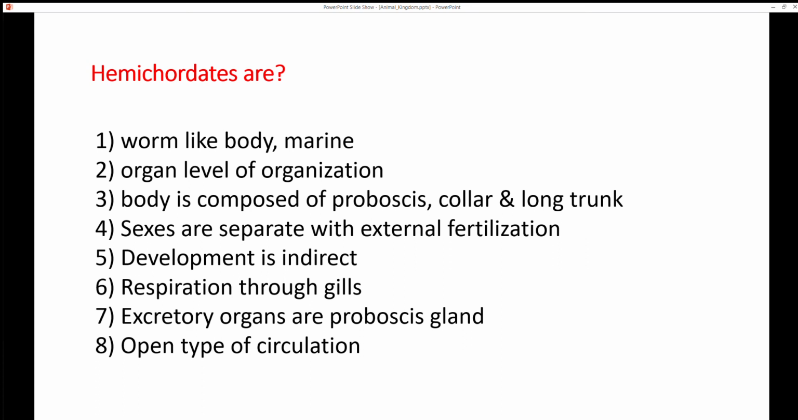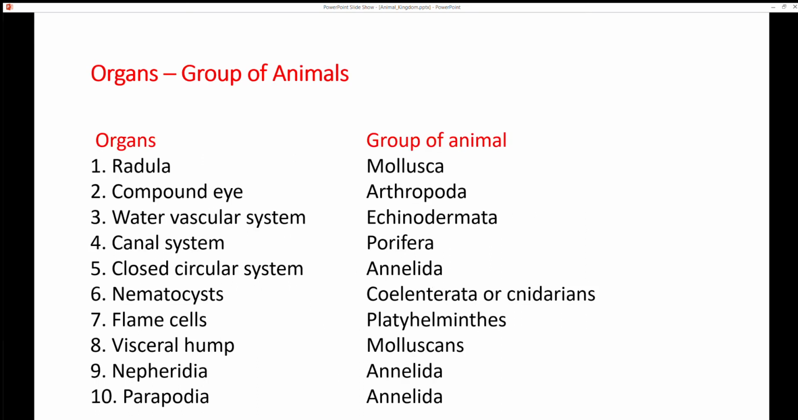So development is indirect, because there will be many larval stages, and respiration is through gills as I already told. The long trunk contains gills. The excretory organ is the proboscis gland, and circulation is open type. I have differentiated open and closed circulation, which you should know, always remember. So next, which organ is responsible in which animal?